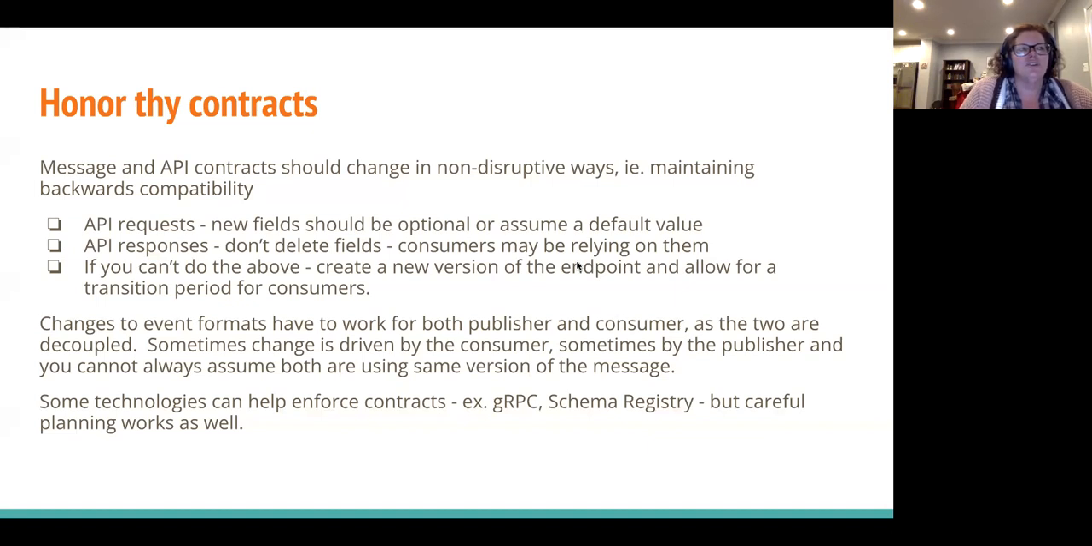So if you're going to change an API request and you're going to say, all right, I'm going to add the ability to support some new function, so I'm going to give you a new flag on this API request, well, make it optional, or at a minimum, assume what the default value is so that a consumer that's calling this API that doesn't know that you changed it isn't going to break. They'll just get whatever that default behavior is. And similarly, when you're returning a response for an API, don't delete fields from the response. Consumers may be relying on them and you'll break them if you do that.